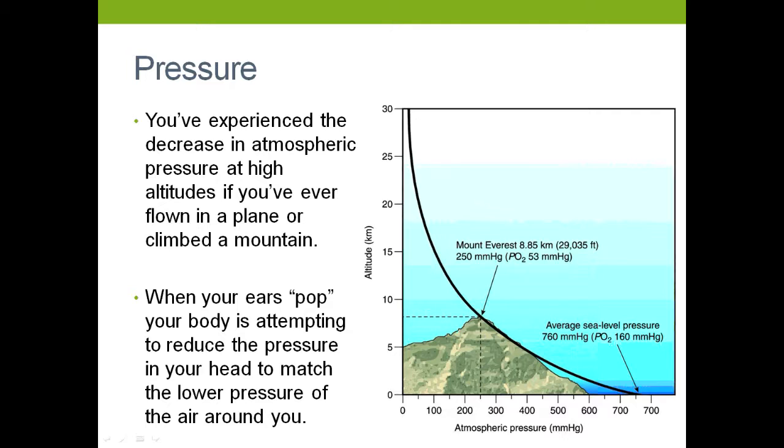At sea level, we have an average sea level pressure of 760 millimeters of mercury, or 1 atmosphere. As we climb a mountain, the amount of air above us decreases, and by the time you reach the top of Mount Everest, you would have only 1/3 of the original amount of air pressure, 250 millimeters of mercury. When your ears pop, your body is attempting to reduce the pressure in your head to match the lower pressure of the air around you.